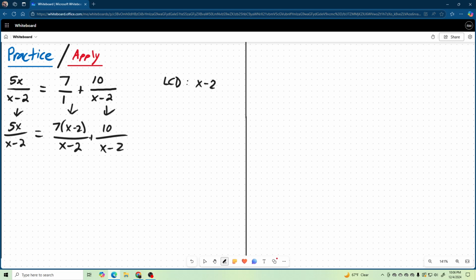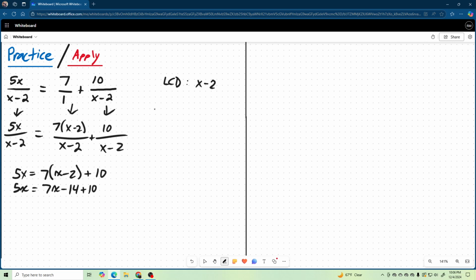Makes our life easy. All right, and now all of our denominators are the same, which means we can set up an equation with just the numerators. So we know that 5x equals 7 times the quantity x minus 2, and this is going to be plus 10. All right, now let's distribute. We're going to get 7x minus 14 plus 10 equals 5x. And we're trying to set this equal to 0 ultimately as well, remember. So let's go ahead and do this.